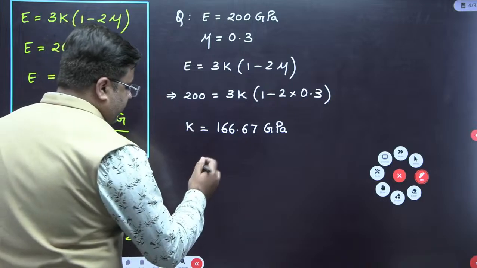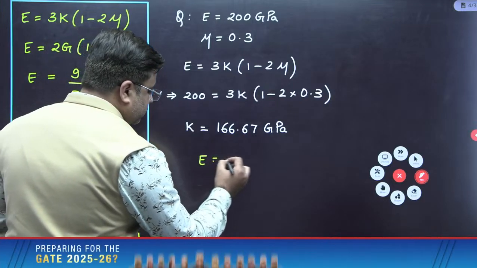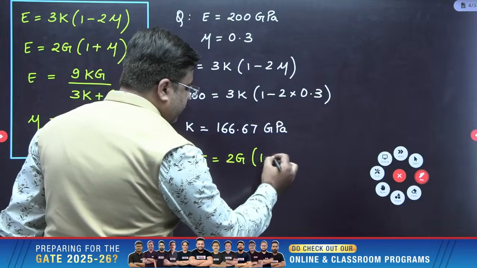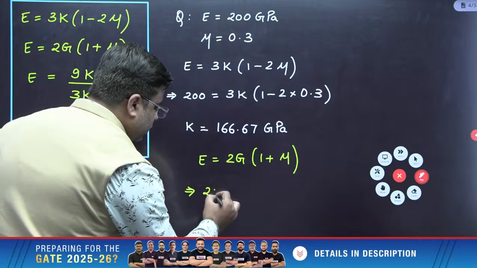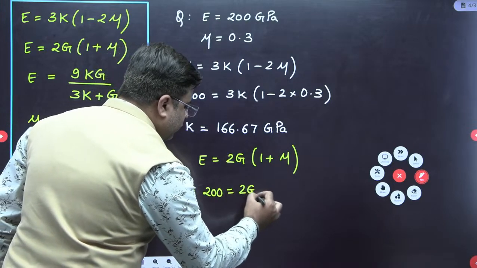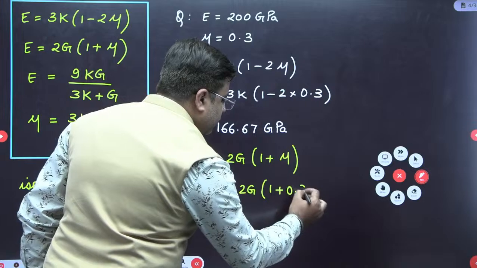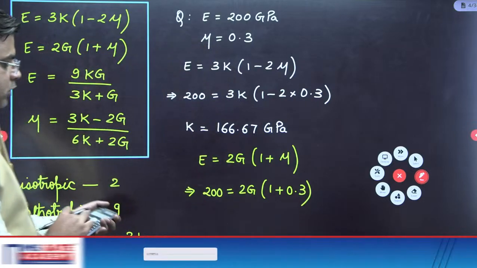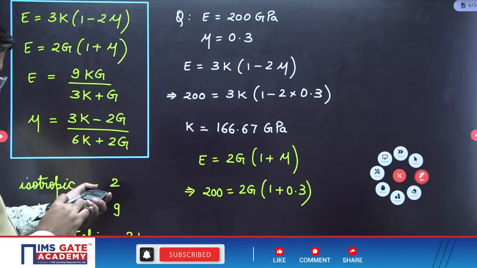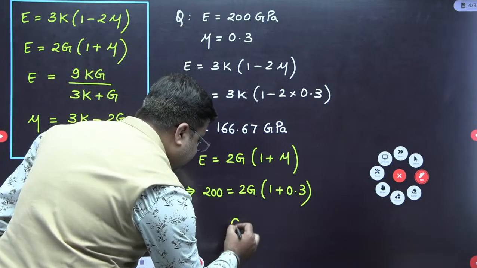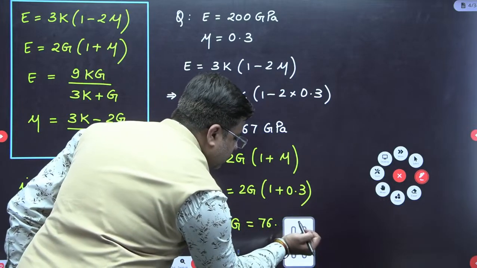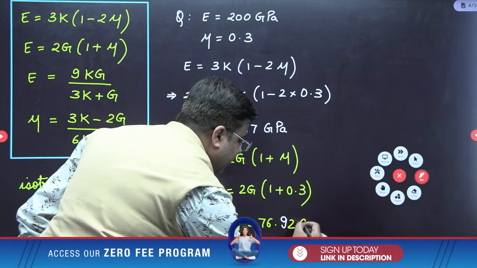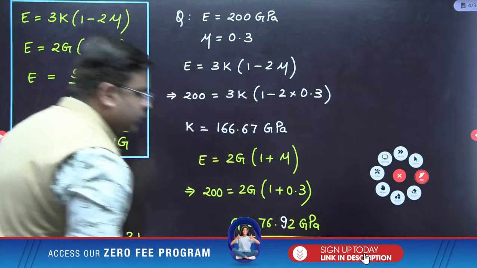Now the next relation we have is E is equal to 2G into (1 plus mu). So E is equal to 200, which is equal to 2G into (1 plus 0.3). Do this. So this will be 100 by 1.3. So 76.92 is the correct answer here. G is equal to 76.92 gigapascal. Right, so this is the value of G and K.